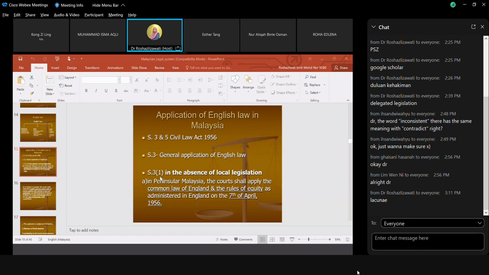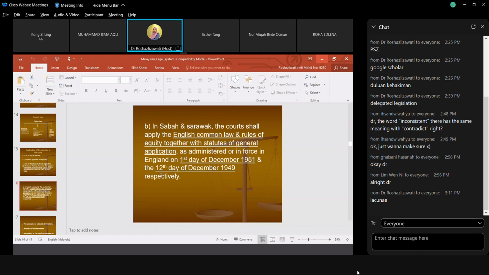So for Peninsular Malaysia, Semenanjung Malaysia, please everyone look at your map lah. Semenanjung Malaysia consists of negeri apa? Exclude of Sabah dan Sarawak. Negeri yang berada di Semenanjung Malaysia mengguna pakai common law of England and also rules of equity. However, in Sabah and Sarawak, the courts shall apply English common law, rules of equity together with statutes of general application. So in Sabah and Sarawak, they not just apply common law and equity, but they are also importing statutes. Akta, whatever been passed in UK, they also use it in Sabah and Sarawak.